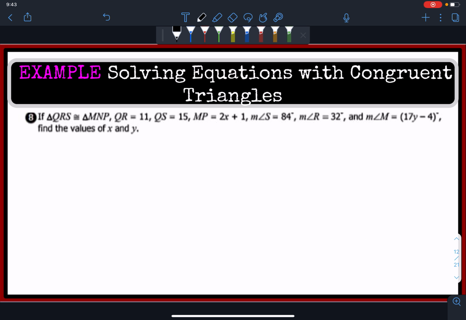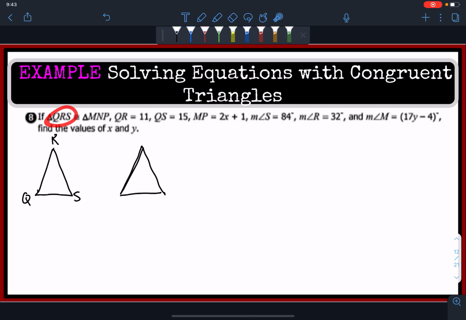Now example number 8. Again, they are not providing a triangle for us, so let's draw ourselves our own triangle. So we have that triangle there, and our congruent triangle to the right. I'm going to label them the same way I did the previous one. I'm going to start on the left, go to the top, and then go to the right, again in the order that the name is. So QRS, and then for the one on the right, using the letters M, N, and P, I'm going to start on the left, go to the top, and then go to the right. So M, N, P.